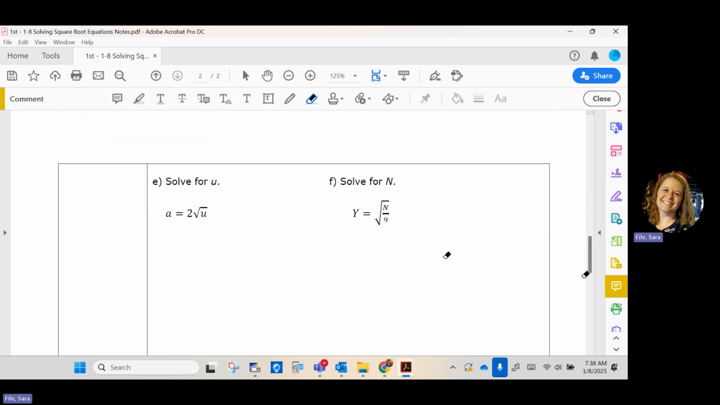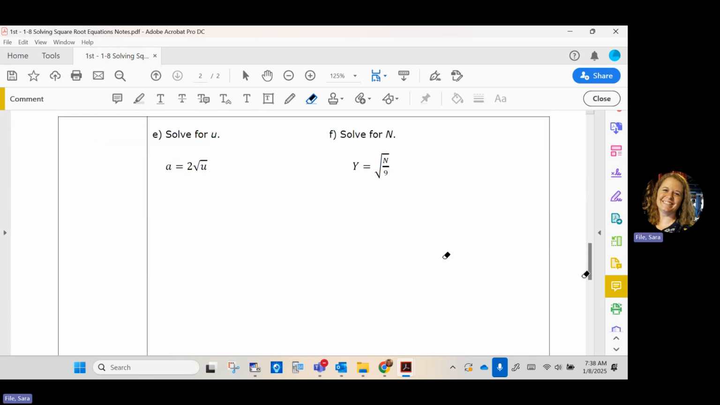Okay, flip on over to the back and let's take a look here. This is asking us just to isolate one. There's multiple variables here. There's a and a u. In the second one, there's a y and an n. So this is just practicing the steps to isolate a variable, whatever variable you're told to solve for.